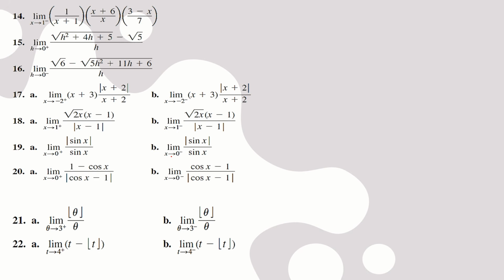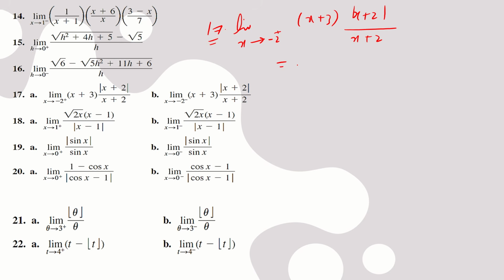Let me do question number 17 for you. So in 17, what do we do? We are given a function and we want to find the left hand limit. Similarly, in case of right hand limit, in part B, we will be finding the left hand limit. So let me do question 17. Limit x goes to minus 2 from right side, of x plus 3 into absolute of x plus 2, divided by x plus 2.